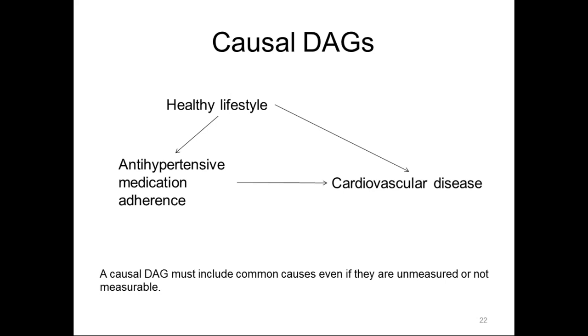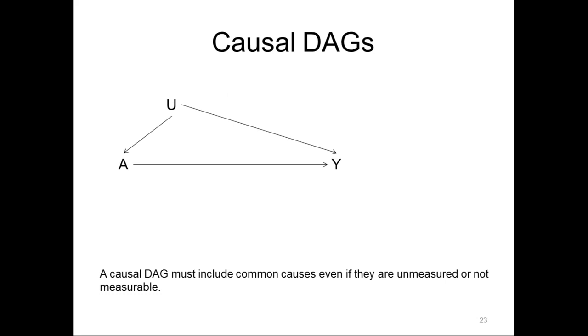We can sometimes use proxies to try and get at this. We're interested in your antihypertensive medication adherence, but we can also look at, say, your statin adherence. So if people are taking both, that's at least trying to reduce the bias from that healthy lifestyle. We're indirectly measuring healthy lifestyle. So again, we have our exposure of medication adherence, our outcome of cardiovascular disease, and this unmeasured thing of healthy lifestyle.